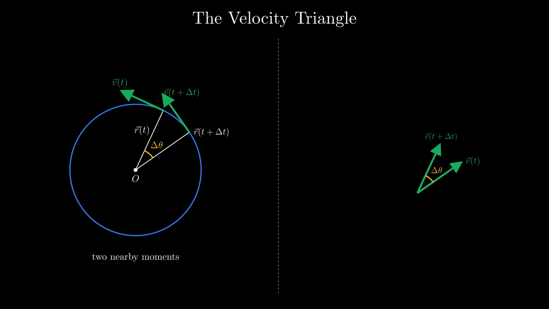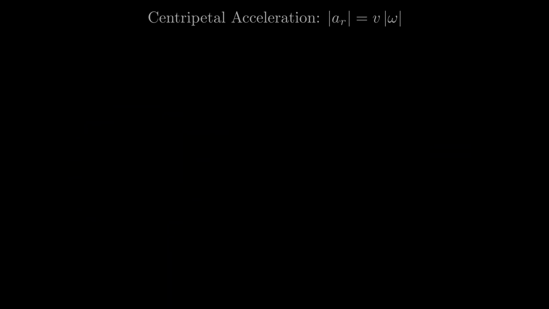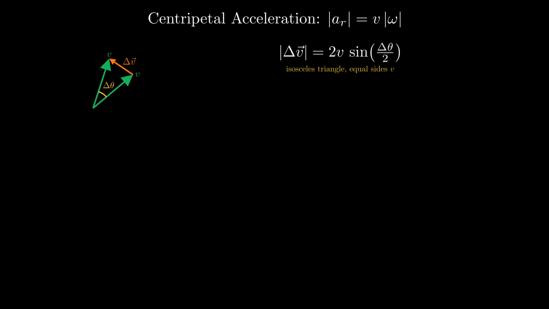Now copy those two velocity arrows and place their tails at one common point. The little vector that bridges their two tips is the change in velocity, Δv. The angle between the two velocity vectors is Δθ, the very same angle swept by the position. That tiny bridging vector is what the acceleration measures. Now read the length of that bridging vector. The two velocity arrows have equal length v and a small angle Δθ between them, exactly the isosceles triangle we met before. So the length of Δv equals 2v times the sine of Δθ over 2.